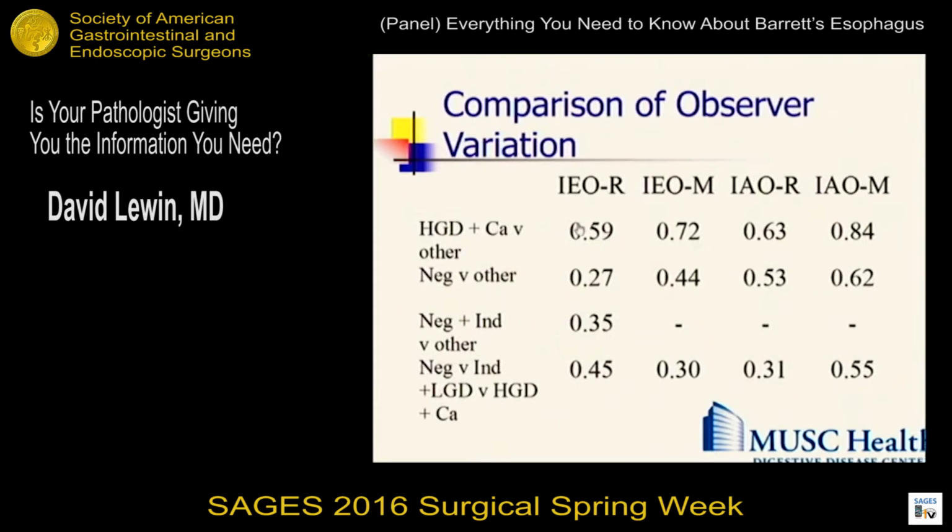And then this is just a chart basically putting those numbers next to each other. This is the Reid study, this is the Montgomery study, and you can see they're fairly similar in terms of the kappas. So reasonably good intra-observer variability.